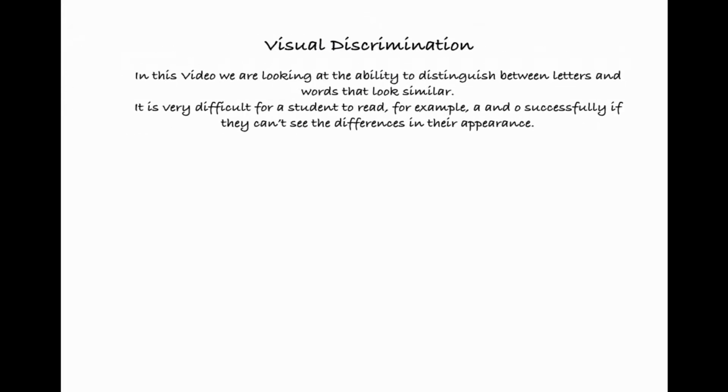So, visual discrimination. We're talking about the ability of the student to be able to distinguish between letters and words that look similar. And this is really important because a student's going to struggle to read if they can't, for example, successfully see the differences between the letters A and O.